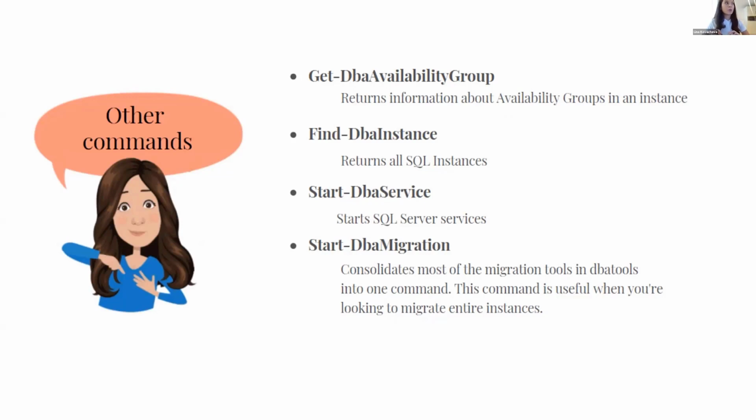The commands that I wanted to mention are Get-DbaAvailabilityGroup. Super useful when you're working with availability groups, because with just one command, you can get a bunch of useful information. Another command that I use almost every day, and that's why I wanted to share it, is Find-DbaInstance, which helps you to get a full list of all of the instances on the server and the status of the instance. You can also use Start-DbaService to start SQL Server services. Similarly, we have Restart-DbaService and Stop-DbaService to restart and stop your services.